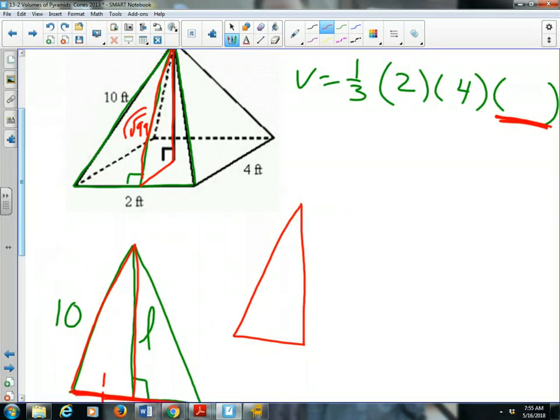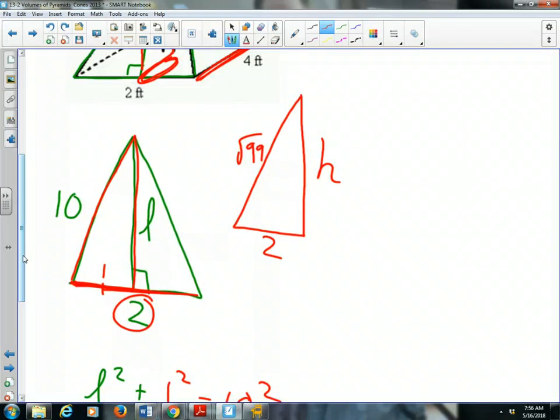We just found this distance to be square root 99, and that is the hypotenuse. This distance right here, that's half of 4, so it would be 2 units. And the height right here is what we need to find. So now we can use the Pythagorean theorem again to find the height. So we'll do that right over here. H squared plus 2 squared equals root 99 squared.